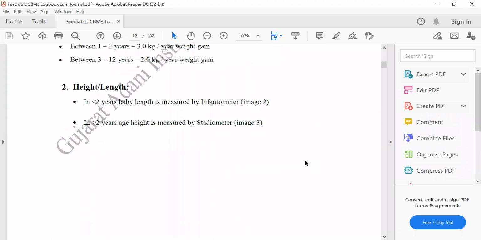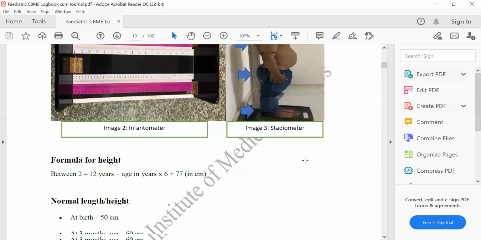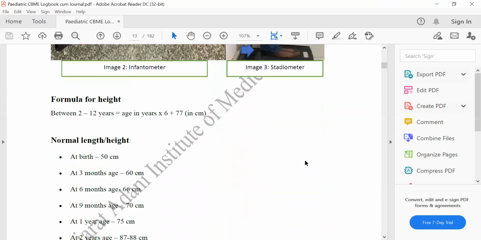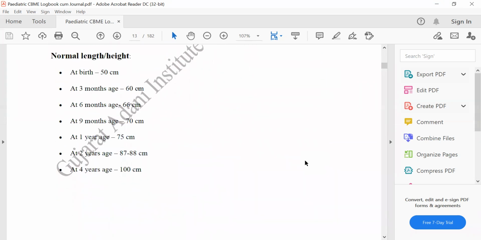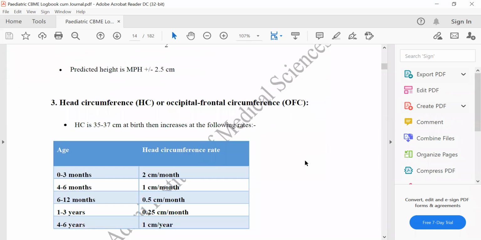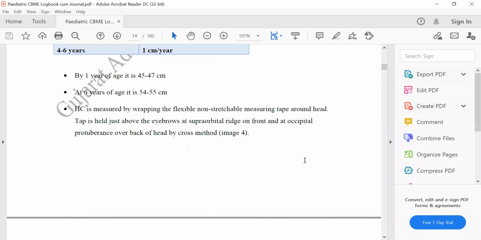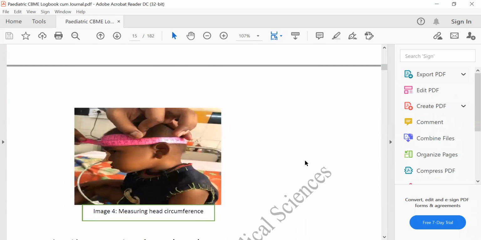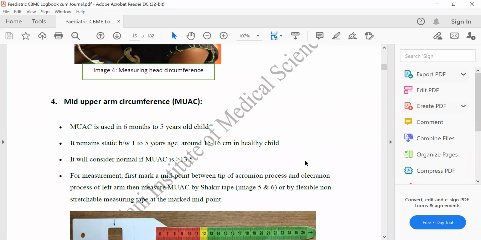Also about the height and length, and these are the pictures, and then the formula for the height calculation, then normal length or height at the particular age, and then this is mid-parental height, then about the head circumference and head circumference rate, and then this is the picture showing the head circumference.